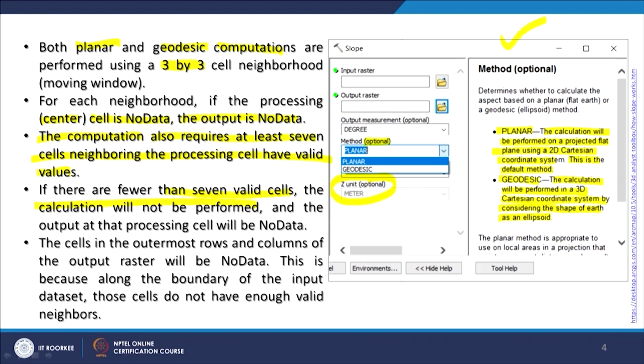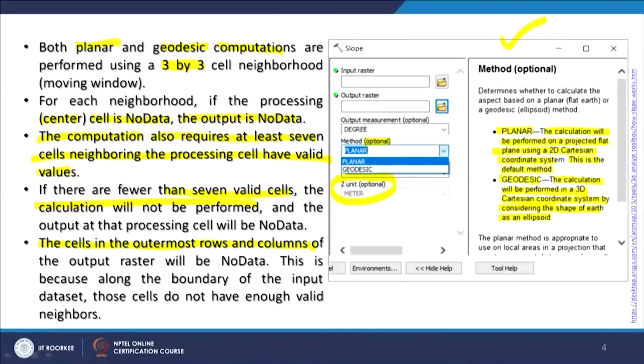Now, this point I have already discussed, but I will repeat it again because it is very important: the cells in the outermost rows and columns, that means one cell thickness equivalent, the first row and first column, the leftmost column and rightmost column, and the bottom row. For those, the calculation will not be done.